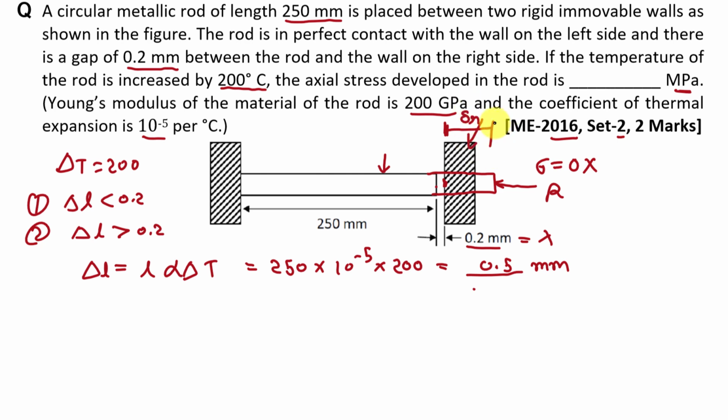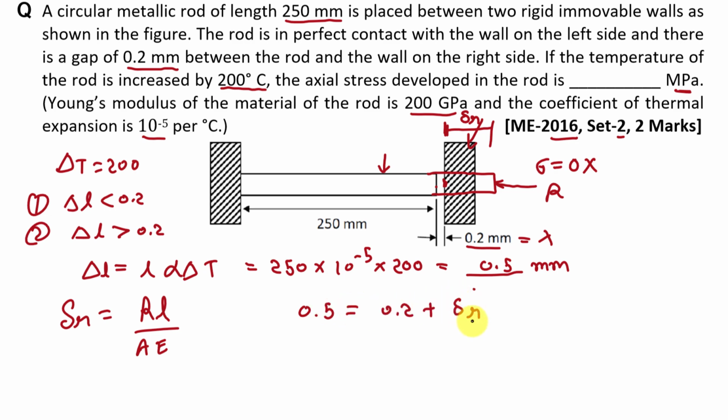Fine. Now we know that the value of delta R is RL by AE, right? Actually this reaction is a compressive reaction, but here we are taking only magnitude, so here we will take this R as positive. Now from this figure we can understand that this delta R plus this gap, that is 0.2, will be equal to this total change in length, that is 0.5, right? So we can write that 0.5 mm is equal to 0.2 plus delta R. I hope that you understand this.